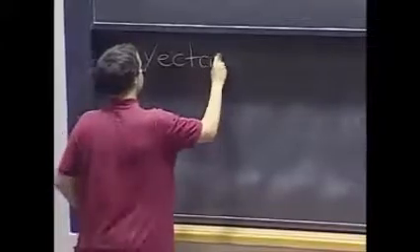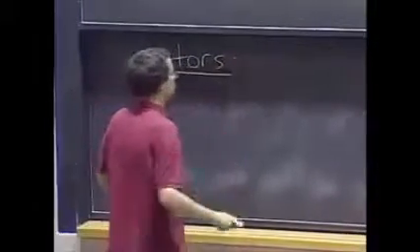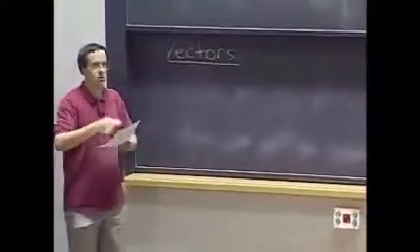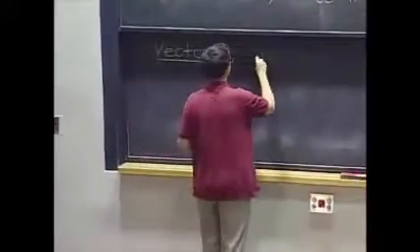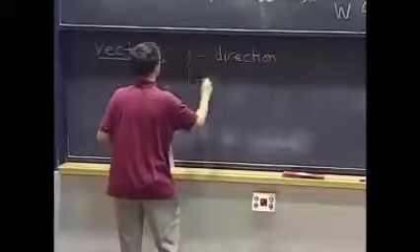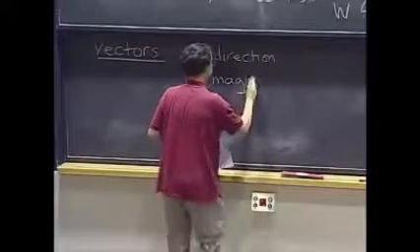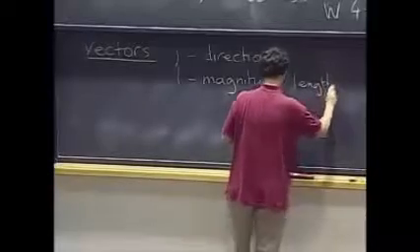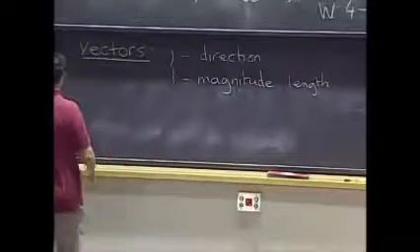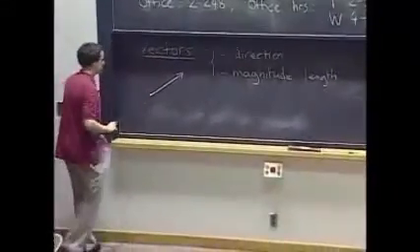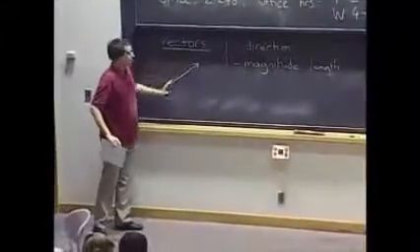You'll see it's pretty easy. So, just to remind you, a vector is a quantity that has both a direction and a magnitude or length. Concretely, the way you draw a vector is by some arrow like that, okay? And so it has a length, and it's pointing in some direction.